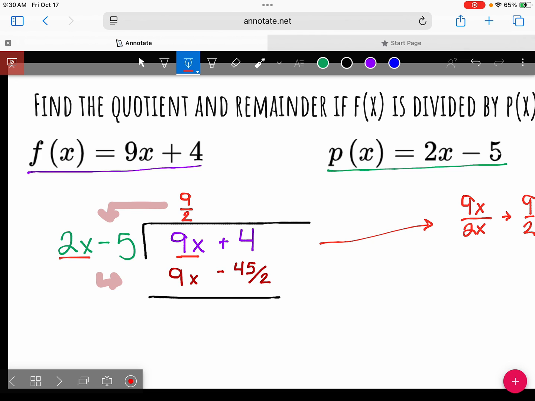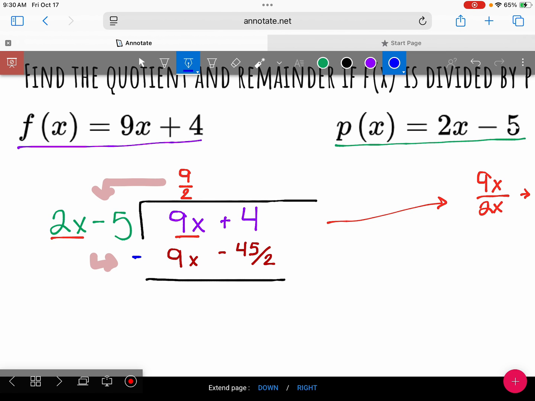Because I heard someone whisper, where did we come up with the 9/2? It came from our first two terms being divided. Once we have that, what we're going to do is subtract these two rows, and we'll see why we have that fractiony grossness. Because now I have my 9x minus 9x, and my x's canceled out. I have 0 x's anymore. We just have constants.